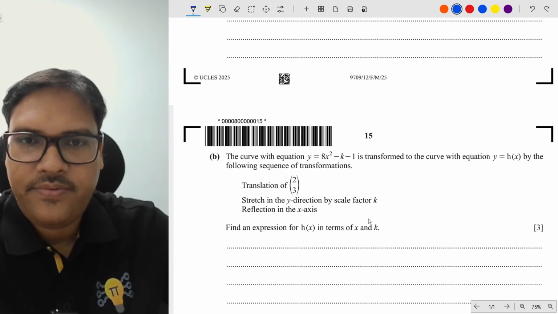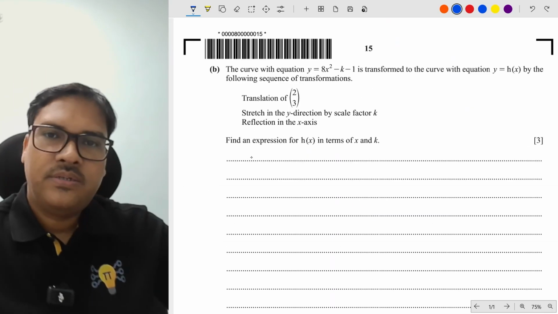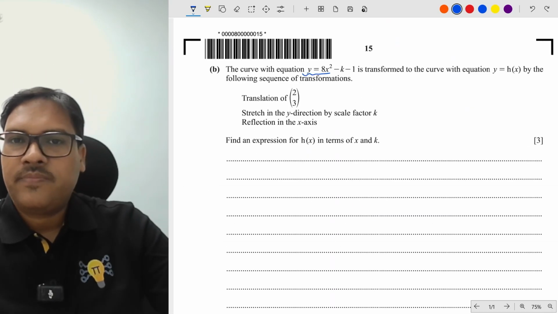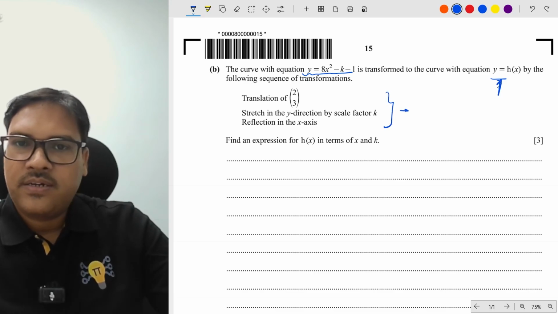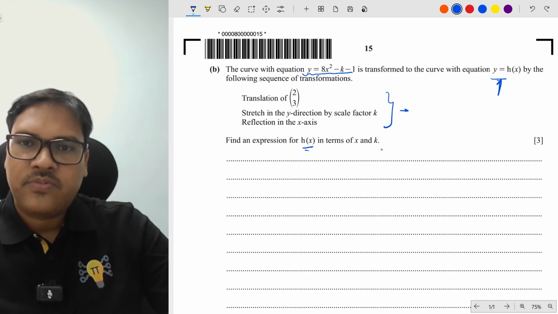Now the next part of the question. Here we have a question on transformation. The curve has this equation. It is transformed to the curve with this equation by the following transformations. Okay, so transformations are given. This is the final curve. You have to find h of x in terms of x and k.